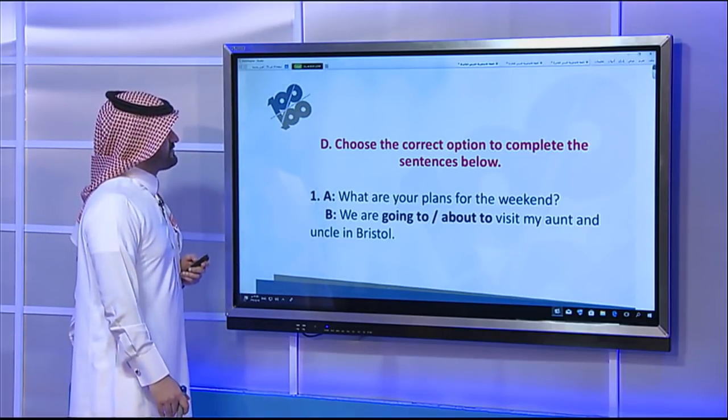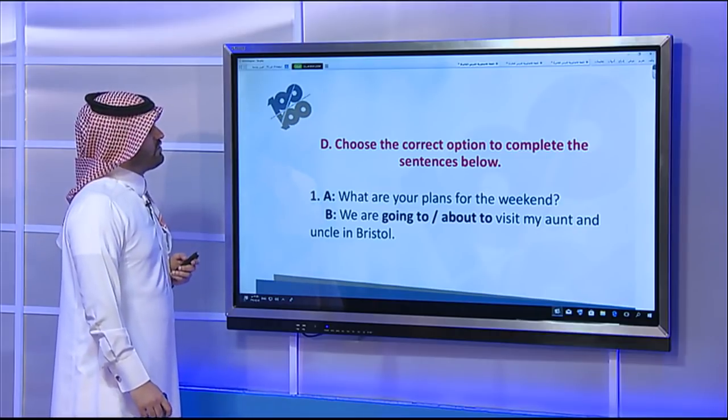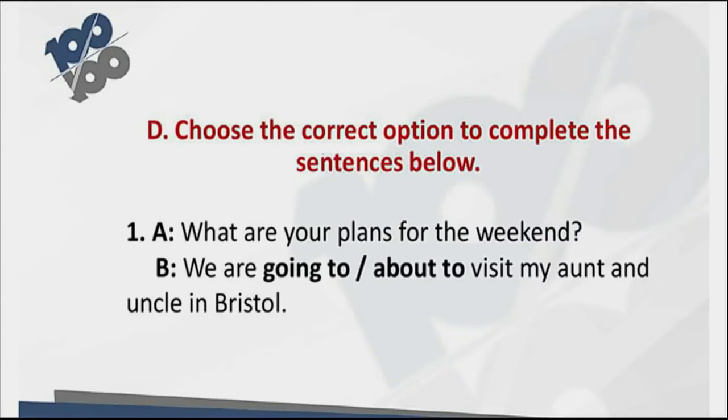What does this exercise say? Choose the correct option to complete the sentences below. One, what are your plans for the weekend? Okay, he's talking about plans. Good. This is a key word. Also, the weekend, we're talking about the future. We are going to or we are about to visit my aunt and uncle in Bristol.